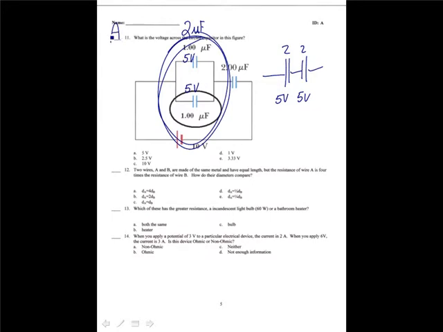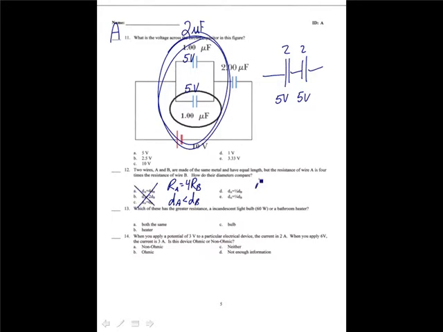Two wires A and B are made of the same material and have equal length, but the resistance of wire A is 4 times the resistance of wire B. How do their diameters compare? This is just like the concept test. If the resistance of A is bigger than the resistance of B, that means that the diameter of A is less than the diameter of B. So we can automatically get rid of these 3.